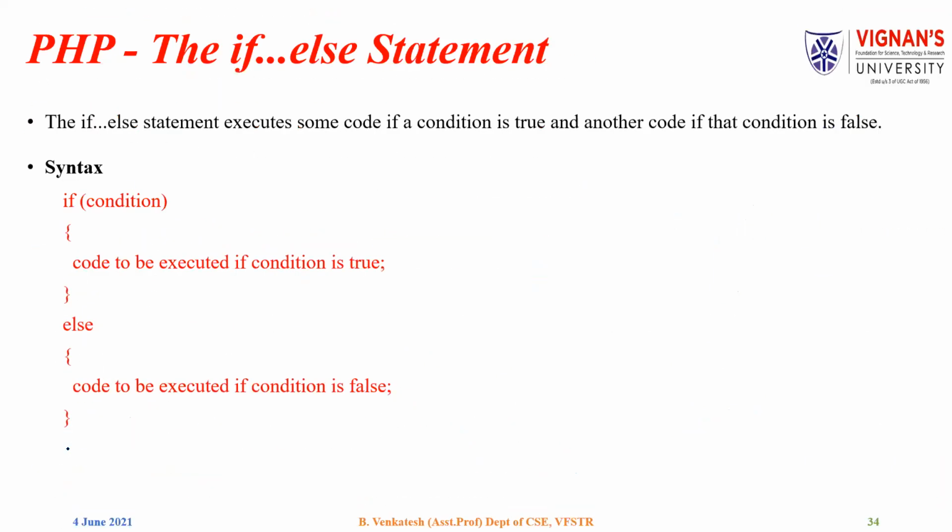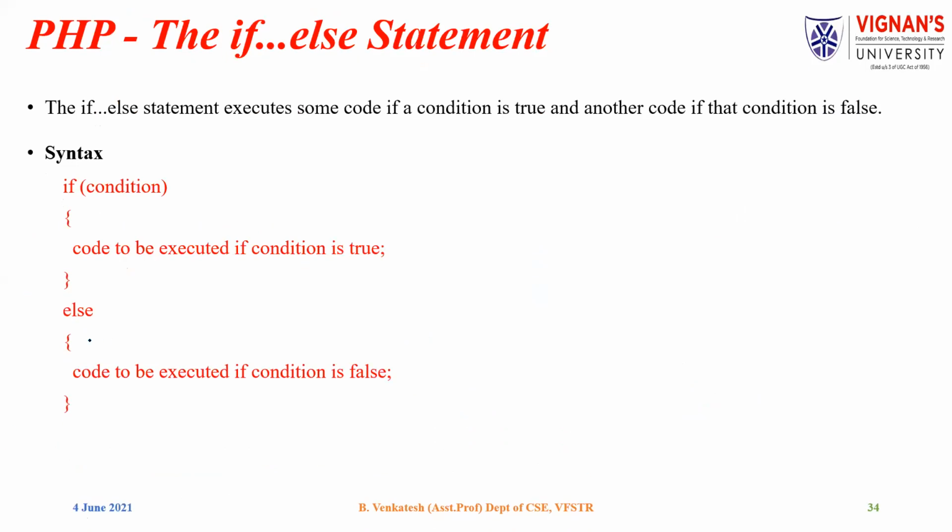Coming to the if else statements. The if else statement is like the normal C if else statement. If the condition is true, this set of lines is going to be executed. If the condition is false, this other set of lines will be executed. When the condition is false, this set of lines is going to be executed. This is if else.